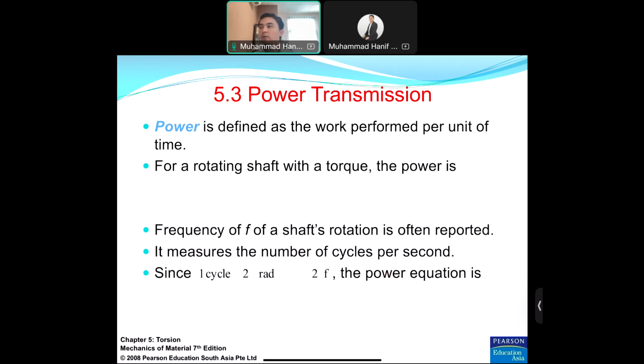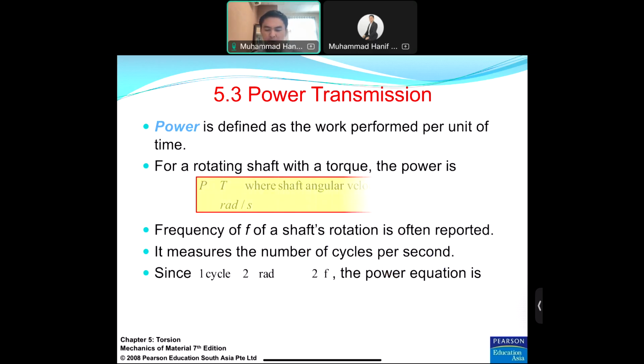Okay, so I will continue with the next subtopic. I think it is the last subtopic for this chapter. Power transmission, 5.3. Power is defined as the work performed per unit of time. So that is the definition, the work performed per unit of time.